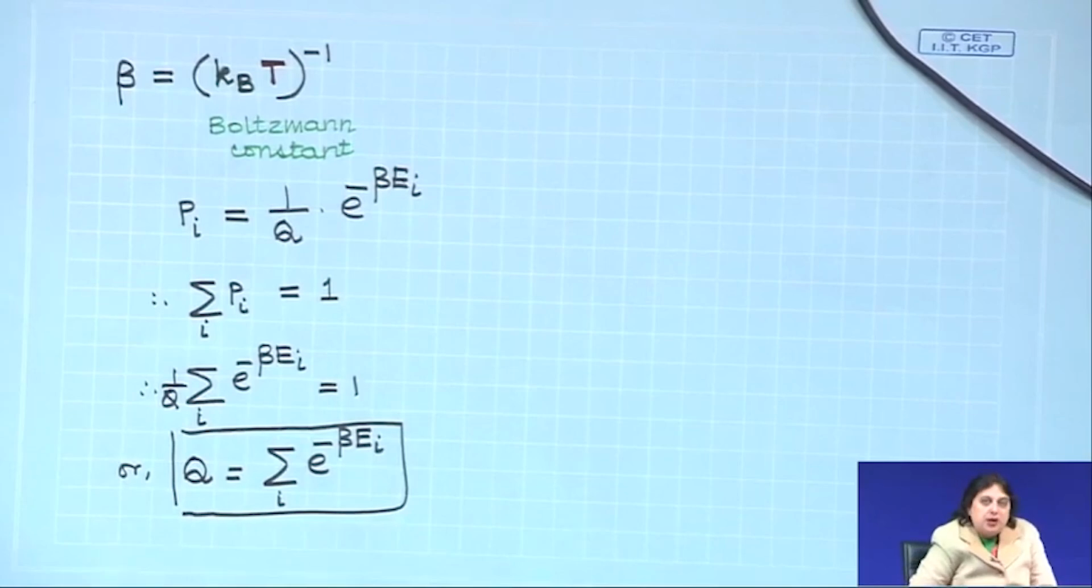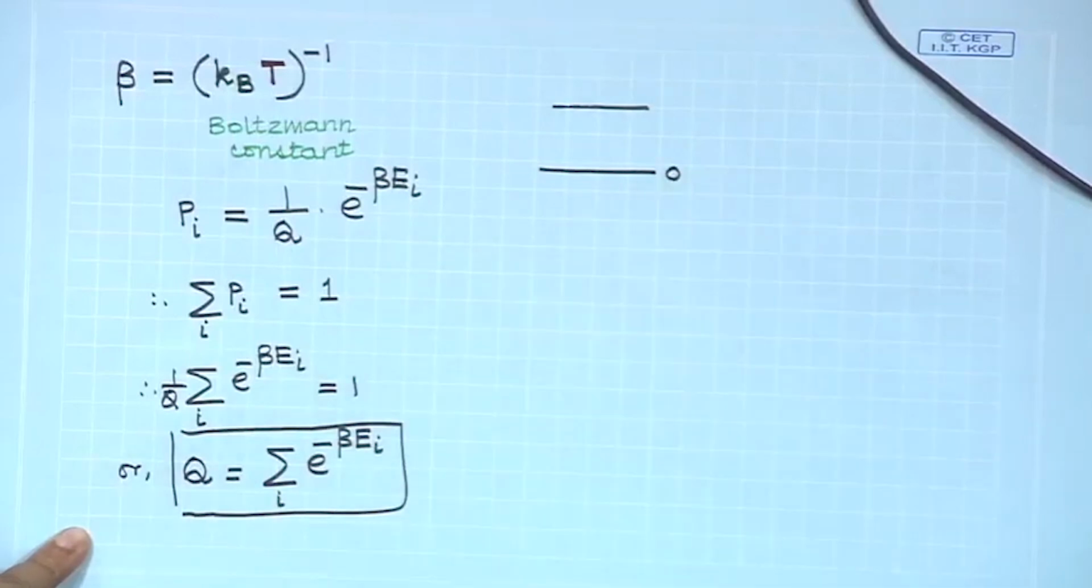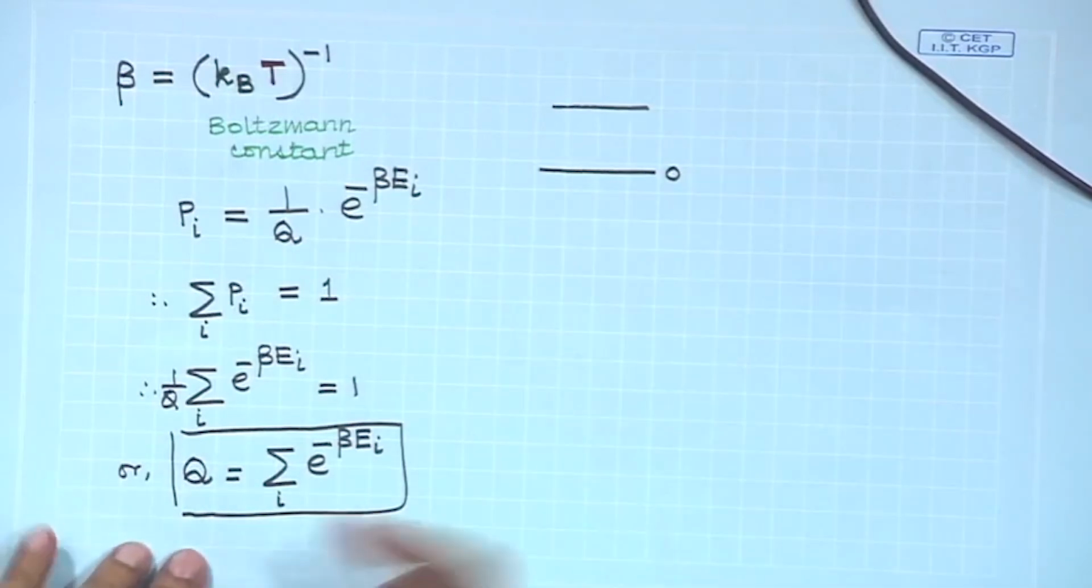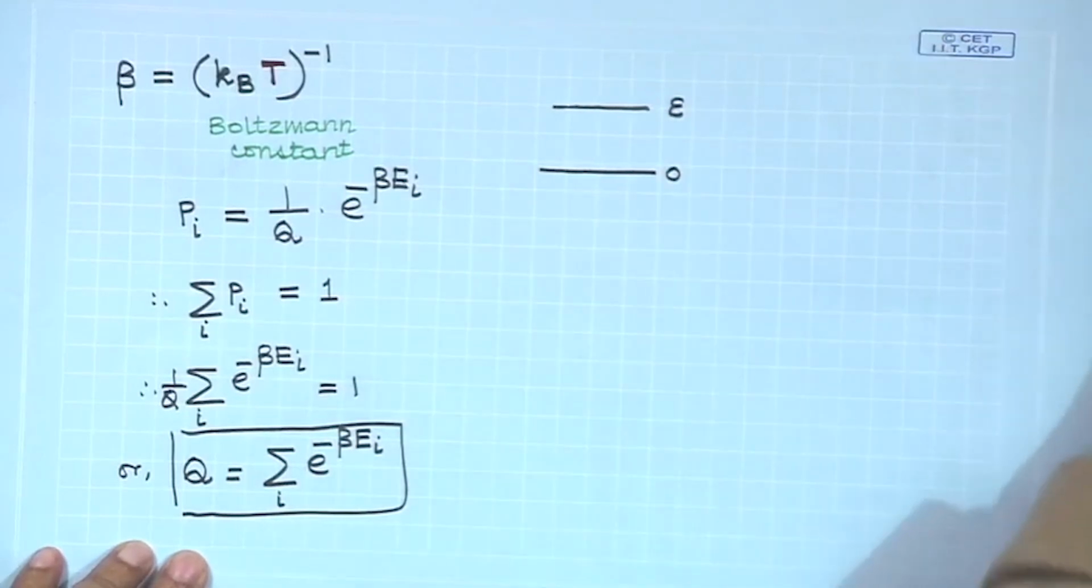Okay. So, if I know the different energy eigenstates possible for a given system, then I can find out the normalization constant Q, and accordingly I can completely write down what is the probability that this system resides in the ith energy eigenstate. For example, if I have this classic two state system, where the lower energy state has an energy 0 and the upper energy state has an energy equal to epsilon.